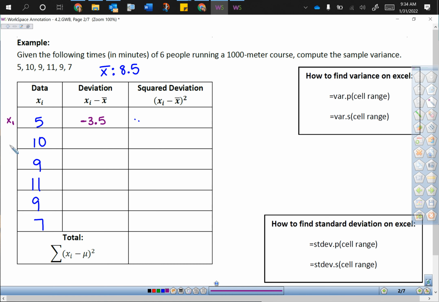Then we do my second data point. This is technically x sub 2. So 10 minus 8.5, what's that going to give me? 1.5. Then my third data value is 9. What's that going to give me as a deviation? 0.5. Go ahead and take a second and finish filling out the rest of the table.